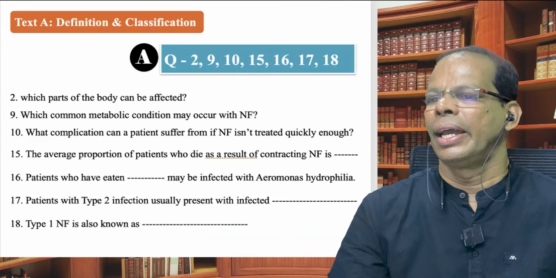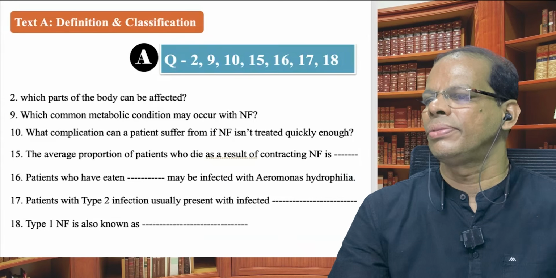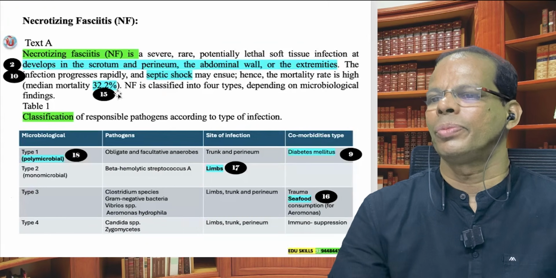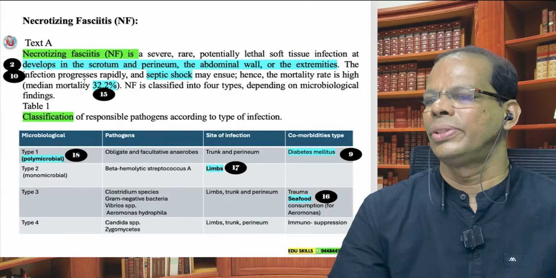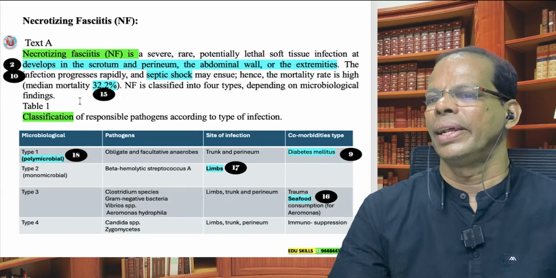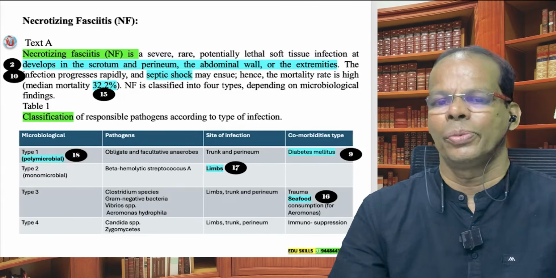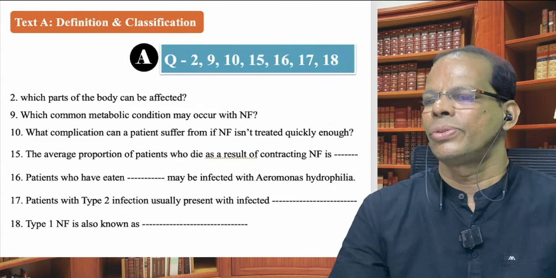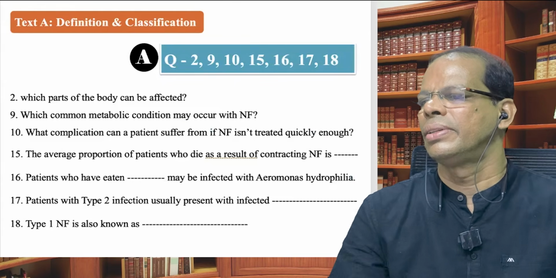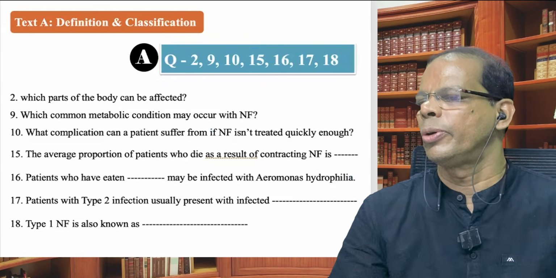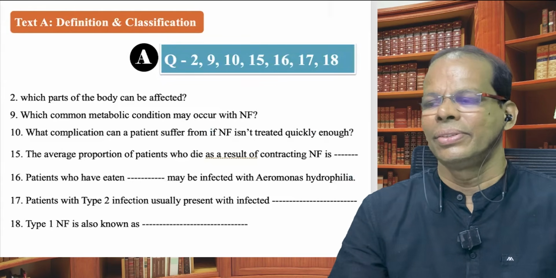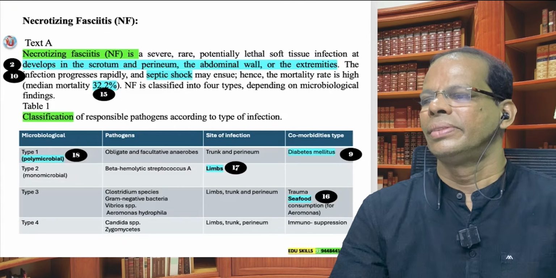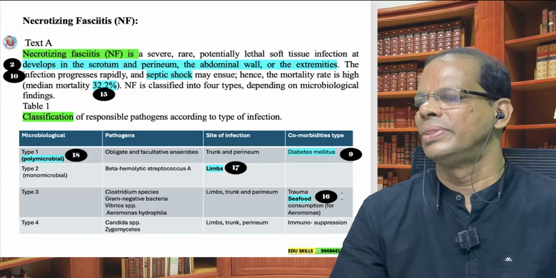Okay. The average proportion of patients who die as a result of contracting NF is average proportion. When you say proportion, it's speaking about percentage. Number, right? Mortality 32.2%. Then 16. Patients who have eaten dash may be infected with Aeromonas hydrophila. So they are asking for a food item, eaten dash. Seafood. Yeah, seafood.